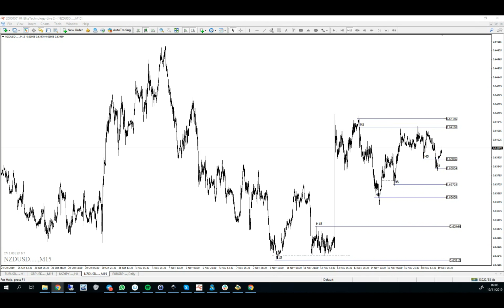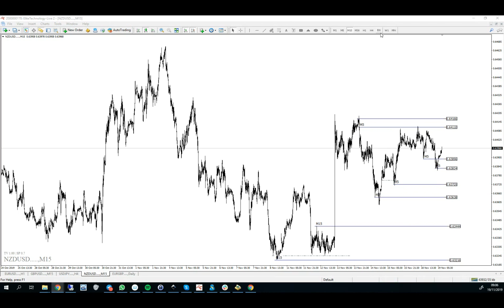I think it will be more valuable to go and do intraday levels, and I found some interesting things for the Kiwi, the New Zealand dollar versus the US dollar. So let's review it, and then we can do a few more intradays for other levels.